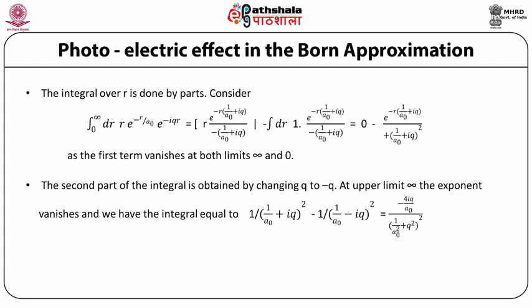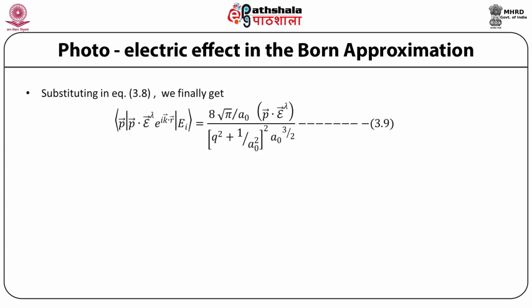At the upper limit infinity, the exponent vanishes. We have the integral equal to 1/(1/a₀ + iq)² minus 1/(1/a₀ - iq)², which is equal to 4q/a₀ divided by (1/a₀² + q²)². Substituting this in equation 3.8, we finally get the matrix element between p and E_i of p·ε e^{ik·r} equal to 8√π/a₀ p·ε divided by (q² + 1/a₀²)² times a₀^{3/2}.